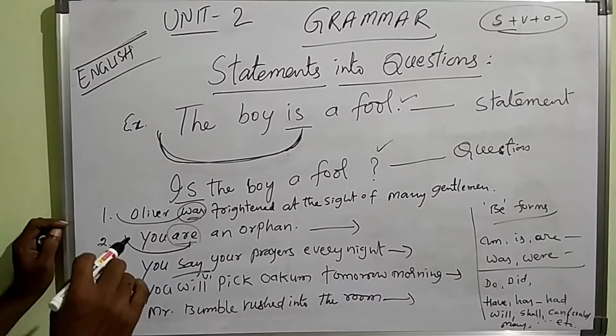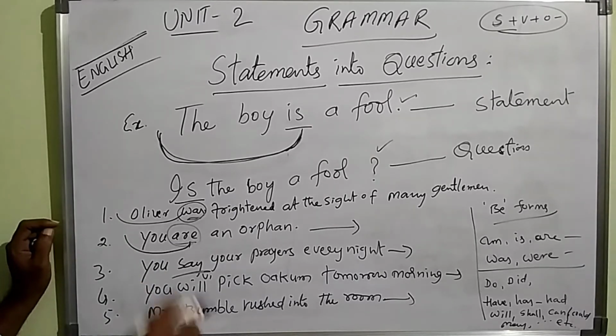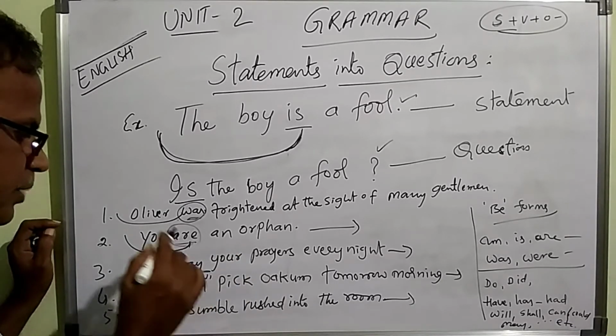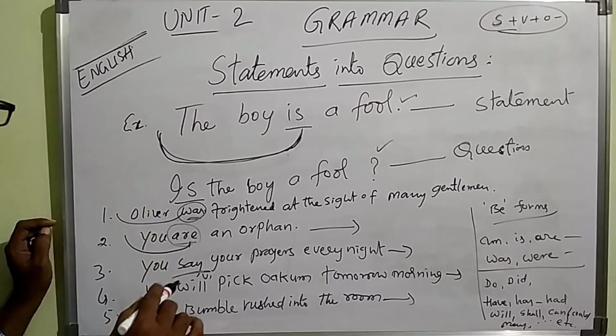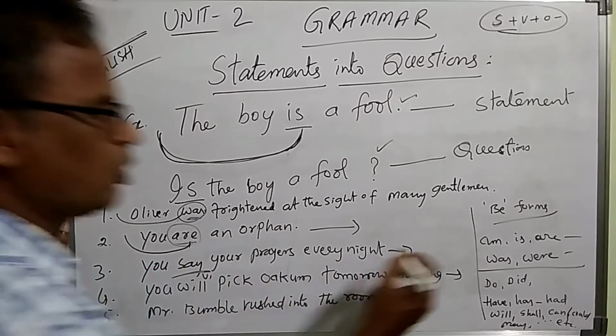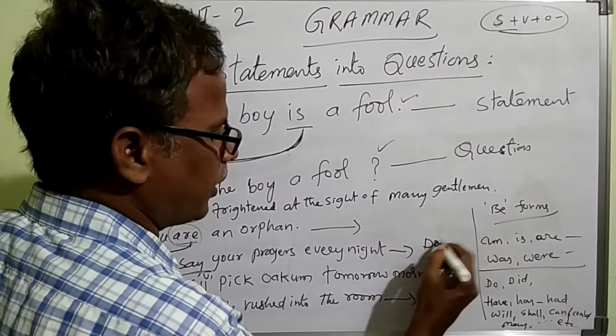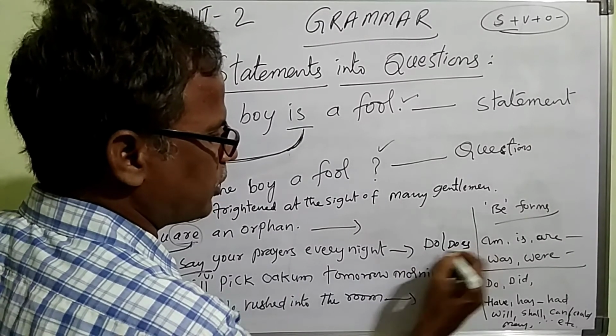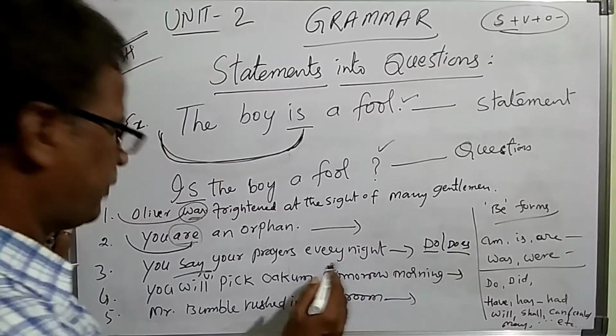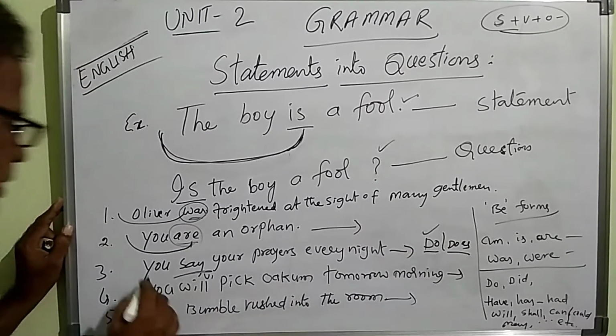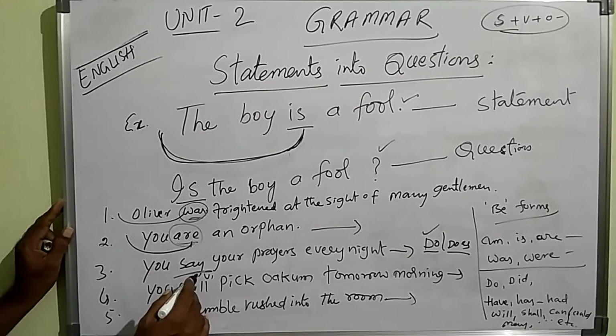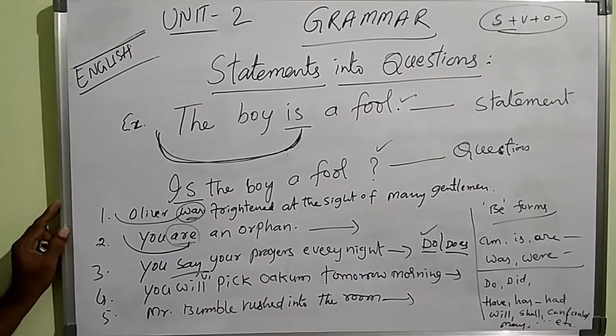So how to make this statement into a question? But here no be form is given to you. So what to do now? This statement is in the simple present, that is, with V1. So we have to take do or does according to the subject. So which is applied here? Do is applied. Do you say your prayers every night?